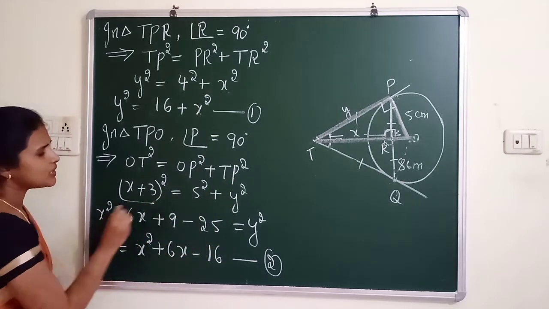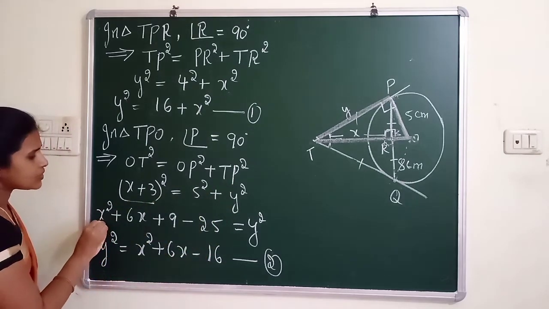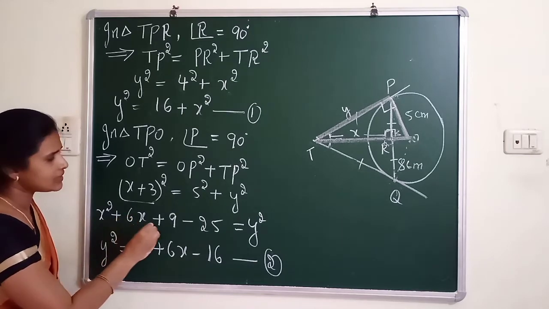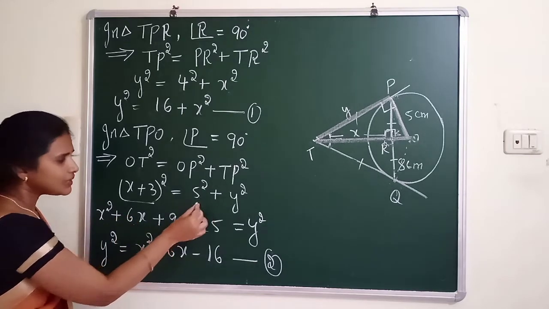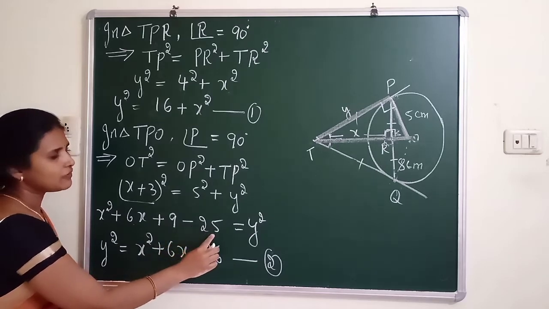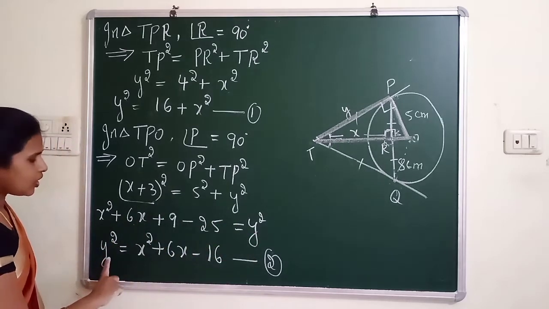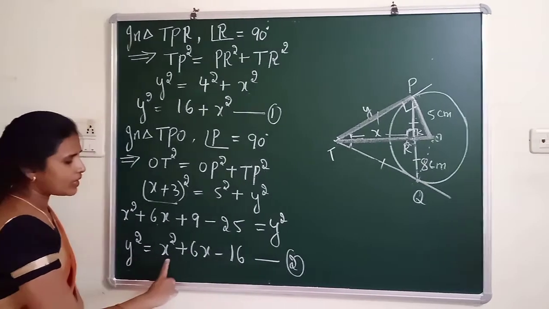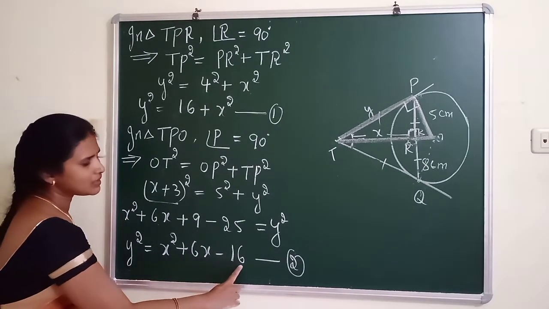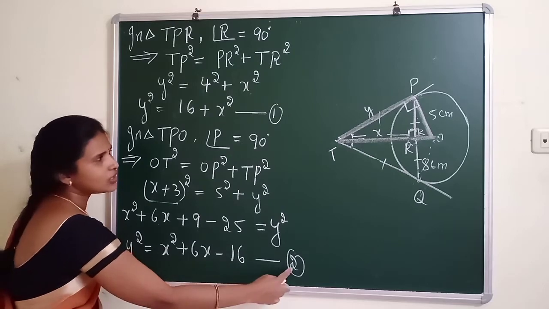So expand this using the (A plus B) whole square formula. X square plus 2AB, which is 6x, plus 3 square, which is 9. Bring this 5 square to this side, minus 25, equals Y square. So reversing this, we got Y square equal to X square plus 6x minus 16. Take this as equation 2.